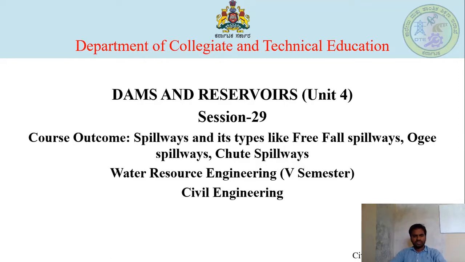Today we are going to discuss water resource engineering. In this subject, we are going to discuss the chapter Dams and Reservoirs of Unit 4. In this chapter, the course outcomes are spillway and its types. These types of spillways are free fall spillway, ogee spillway, and chute spillway.